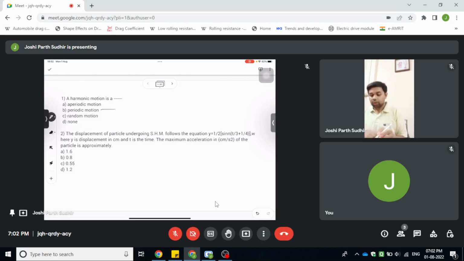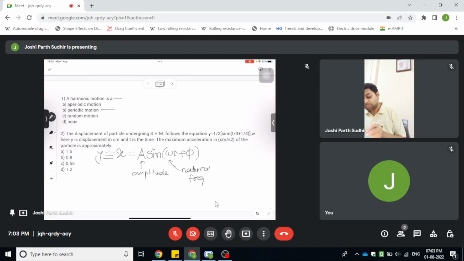For this, we have to note how we express any simple harmonic motion. We can express any simple harmonic motion in this form: let us say x is equal to a sine omega t plus phi. Here x is the displacement, same as y. Here a is the amplitude, omega is the natural frequency, t is the time in seconds, and phi is the phase difference.